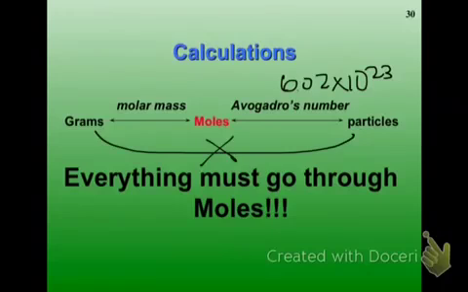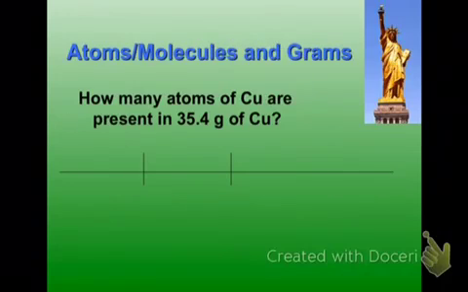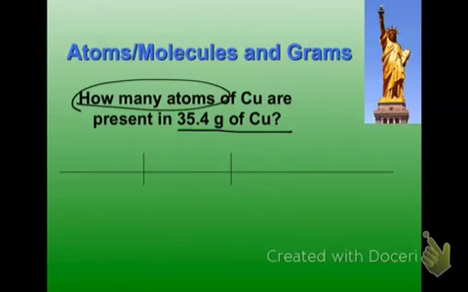All right, now let's do an example. So here's my problem. How many atoms of copper are present in 35.4 grams of copper? I'm going to underline what I know, 35.4 grams, and I'm going to circle what I'm looking for. How many atoms? How many particles? Okay, this does not anywhere say moles, but that's what I'm going to have to go through to get from grams to particles, or to atoms.